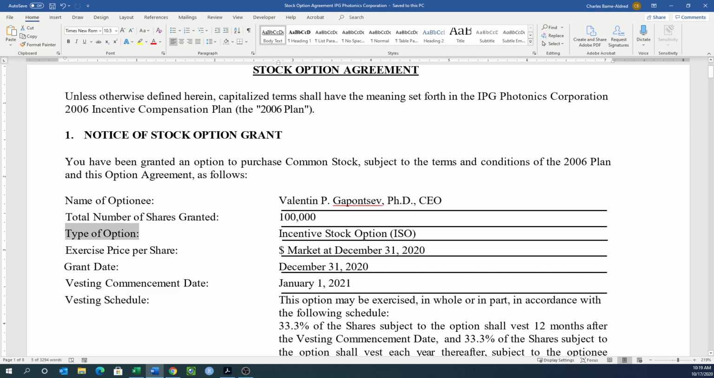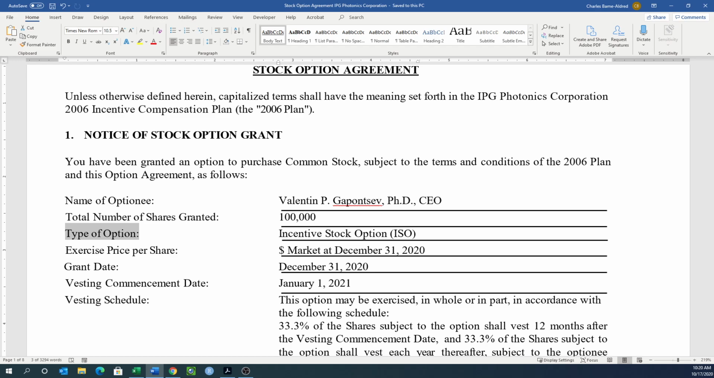What's the type of the option? In this case, it's an incentive stock option. What's the exercise price per share? In this particular case, it doesn't give you an exercise price per share because they don't know what the exercise price per share is going to be. At this moment in time, all they can tell you is whatever the market value is going to be at December 31st, 2020. The grant date is also the same date, December 31st, 2020. So the exercise price and the stock price at the date of grant are going to be identical.